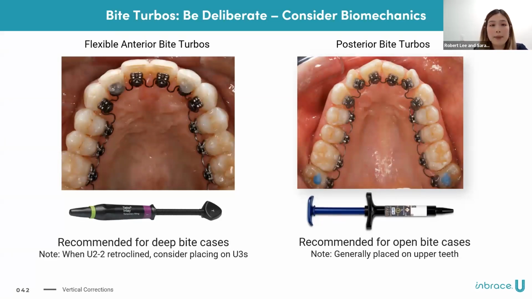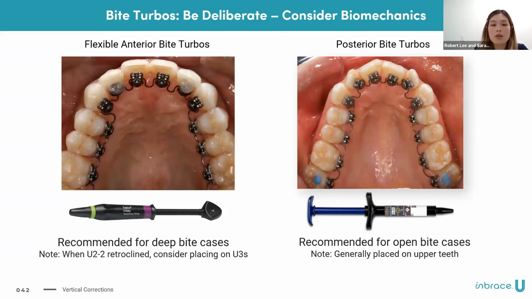So now we talk about some bite turbos. Generally in the anterior, we like to use flexible anterior bite turbos like Telio. And in the posterior, we use your typical posterior bite turbos like Banlock. For our deep bite cases, definitely recommend the anterior bite turbos to help with some intrusion. And then sometimes when the upper 2-2s are very retroclined, consider placing your anterior bite turbos on the upper 3s.